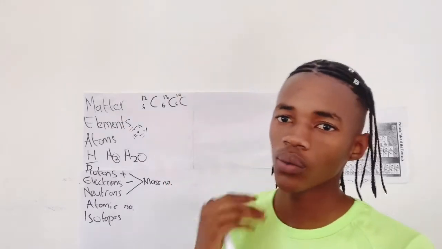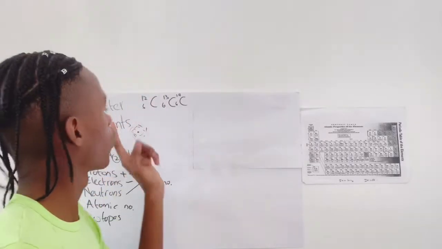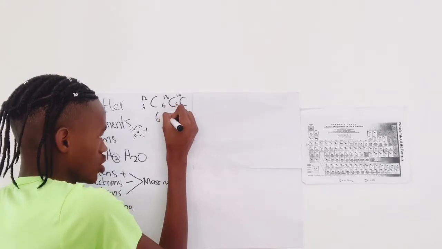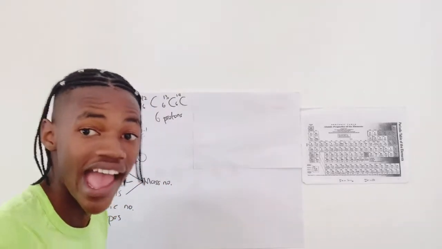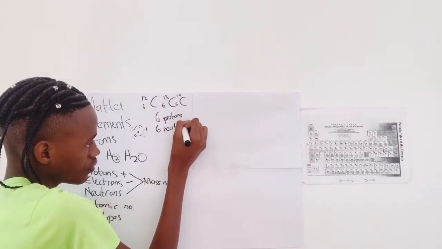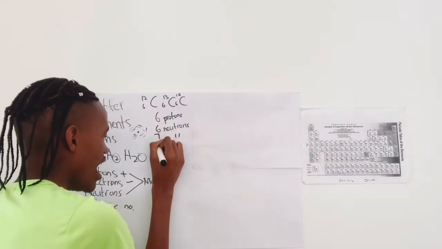The number at the bottom represents the number of protons. Then the number on top shows us the mass number, and then the C just tells us that it is carbon. So now, since we see that we have 6, 6, and 6, it means that they have the same number of protons. So they all have 6 protons, right? Carbon 12 has 6 neutrons, carbon 13 has 7 neutrons, and carbon 14 has 8 neutrons.